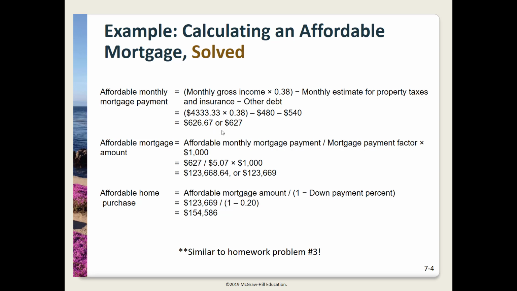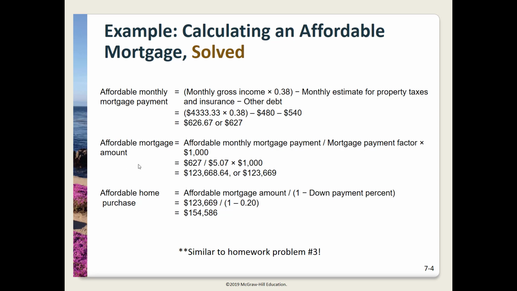$626.67. Or if you'll notice, sometimes in the homework it tells you to round to something specific. So if it says to round to 2 decimal places, we would leave it like this. Or if it says to round to the nearest whole dollar, then you'll round it like this, for instance. Now in this example, we'll go ahead and round to the whole dollar for simplicity.